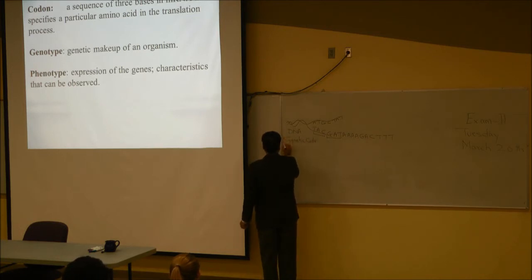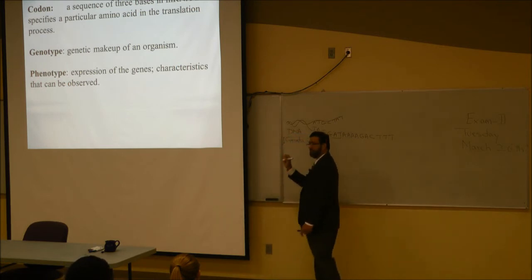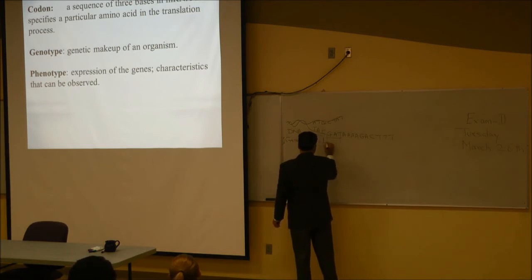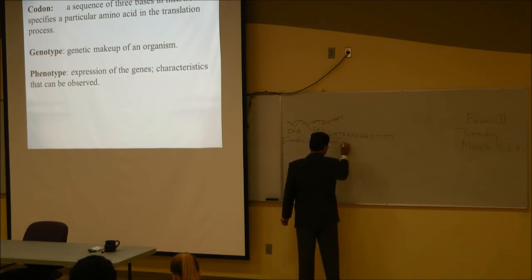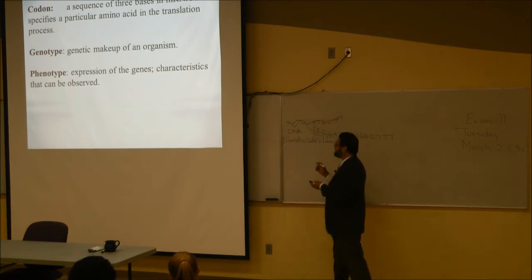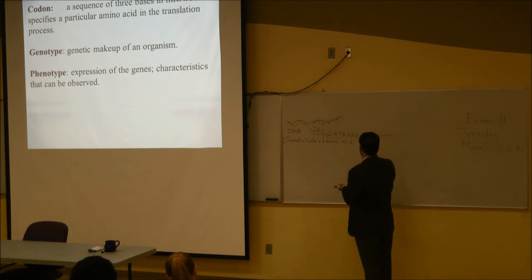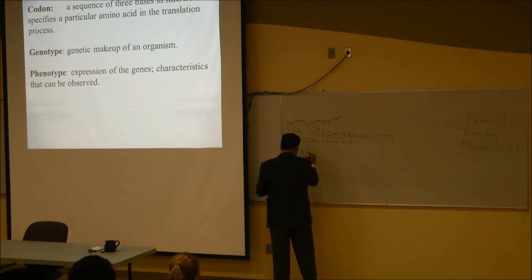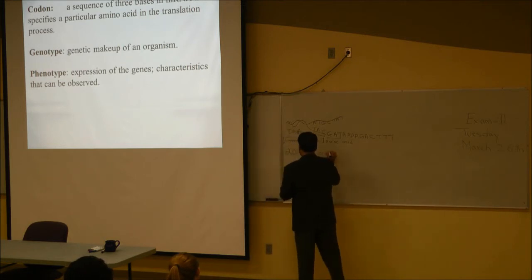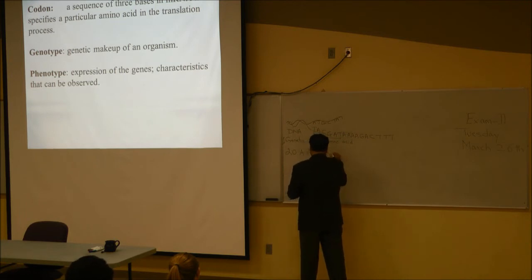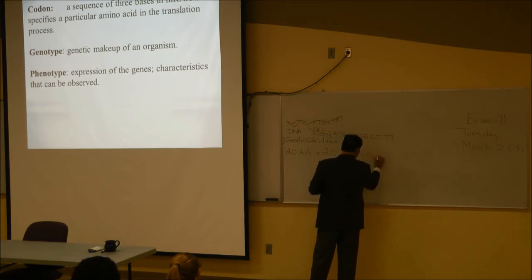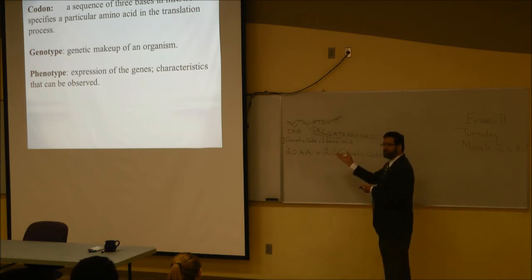One genetic code equals what? One amino acid. And how many amino acids exist in nature? 20. 20 amino acids exist in nature. So we need how many codons or genetic codes? 20 to make 20 amino acids. We need at least 20 genetic codes for 20 amino acids. Make sense?